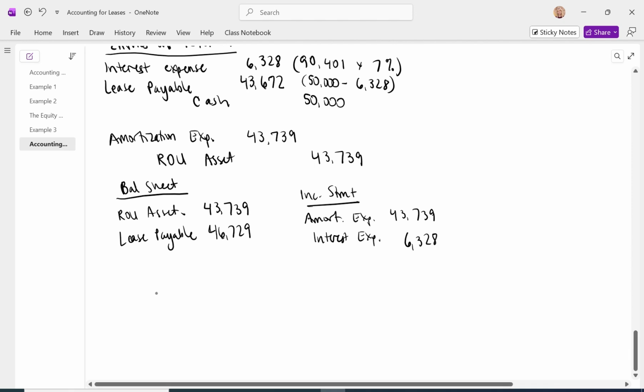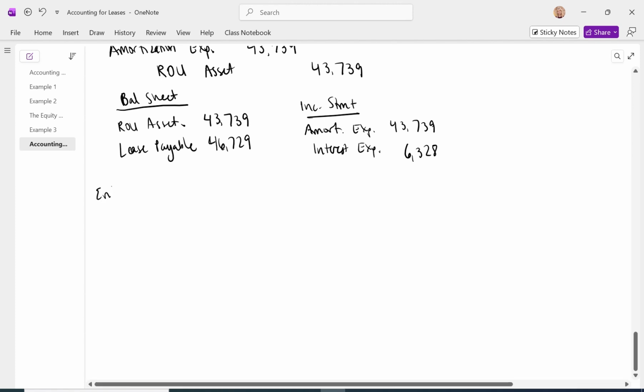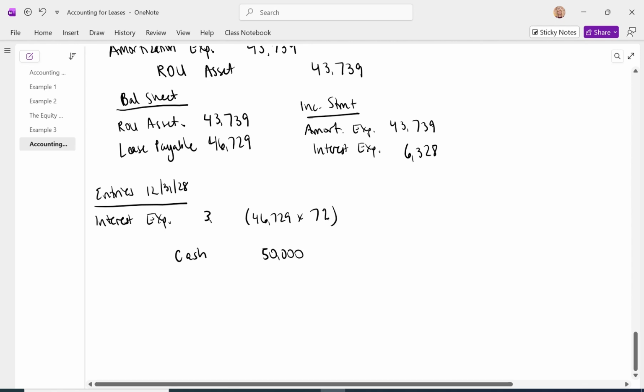This takes us to our very last year. We need to record our journal entries on 12/31/2028. One more entry for our last cash payment of 50,000. Debit to increase interest expense. Take the beginning value of the lease payable, 46,729, times 7%. Interest expense in this last year, 3,271.